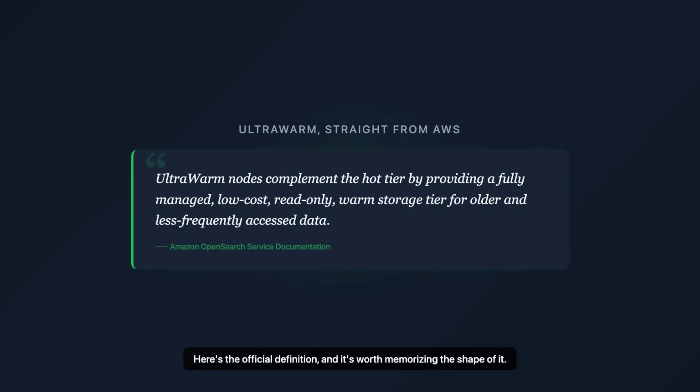Here's the official definition, and it's worth memorizing the shape of it. UltraWarm nodes are a fully managed, low-cost, read-only warm storage tier for older and less frequently accessed data. The cues to lock onto are read-only and older. When a scenario asks for cost-effective storage of older logs while keeping them queryable, UltraWarm is the answer.